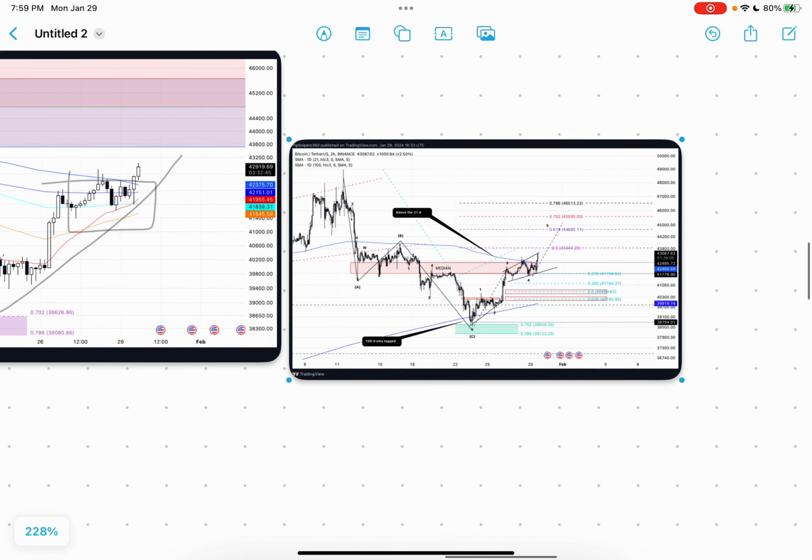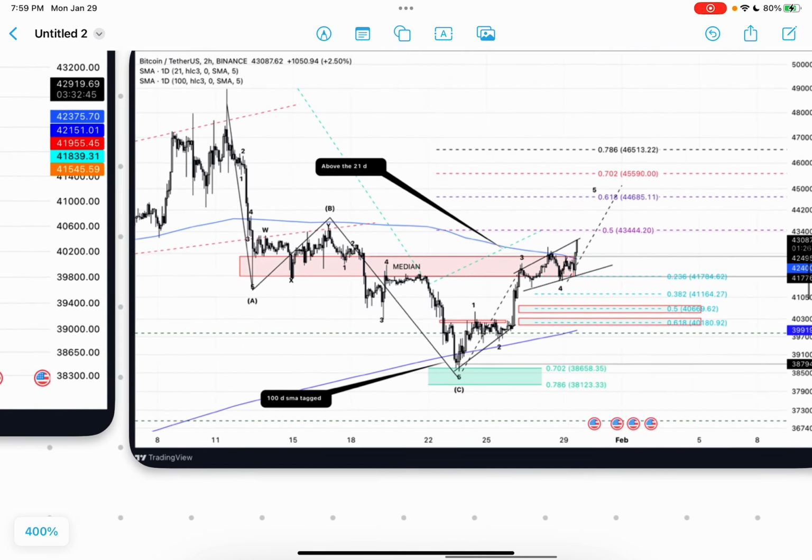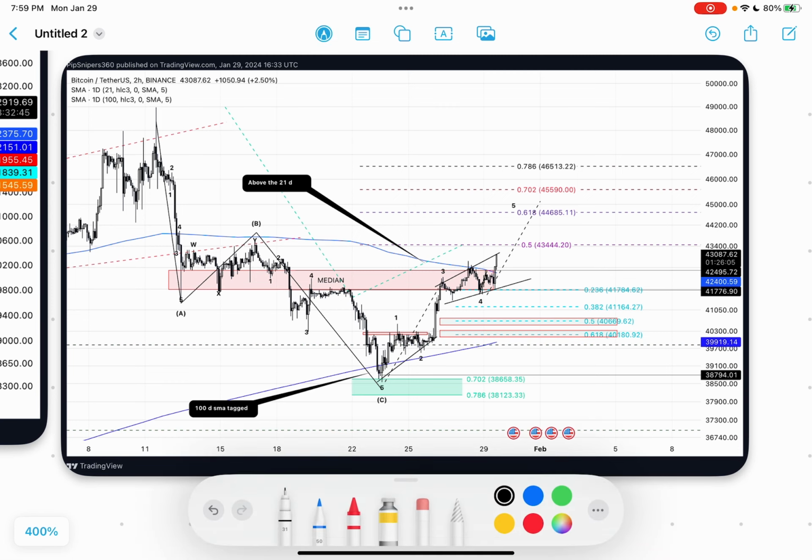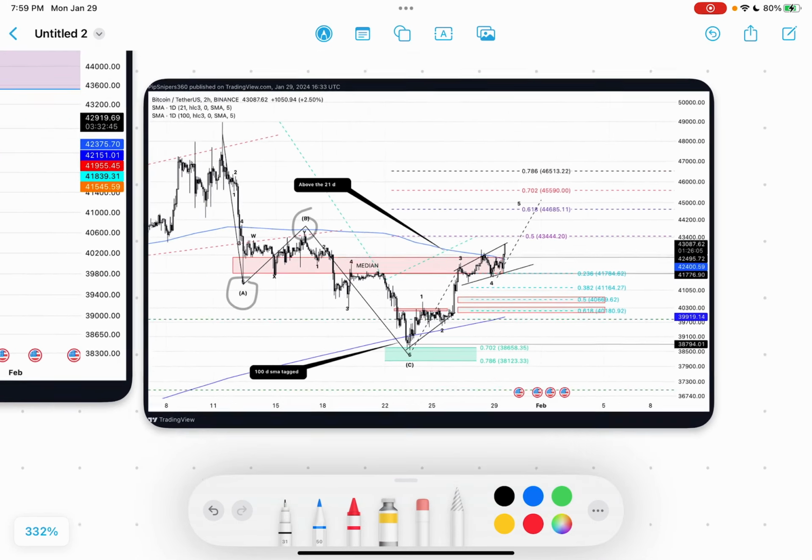Okay, then we have this chart over here. So over here, this is either a B, C correction, okay, or this is a 5-wave move to the downside. Regardless of what it is, we see that we have tapped the 100-day SMA off the 70.2, and now we're seeing a move to the upside. Okay, we've also gotten back above the 21-day SMA, so bulls are in control.